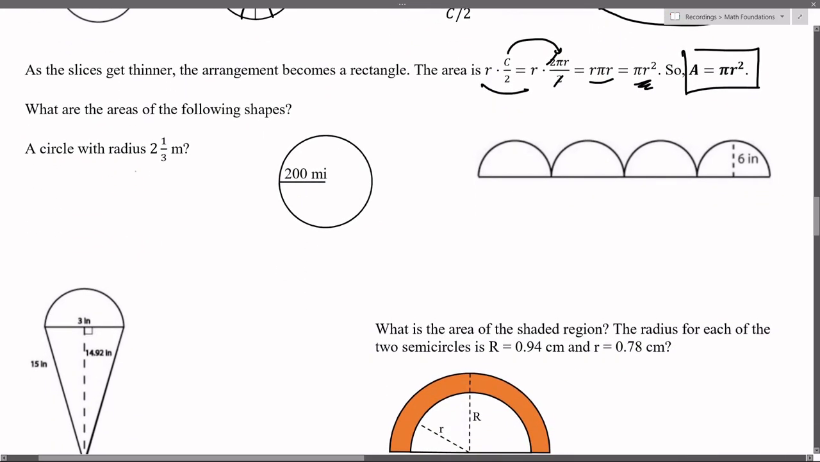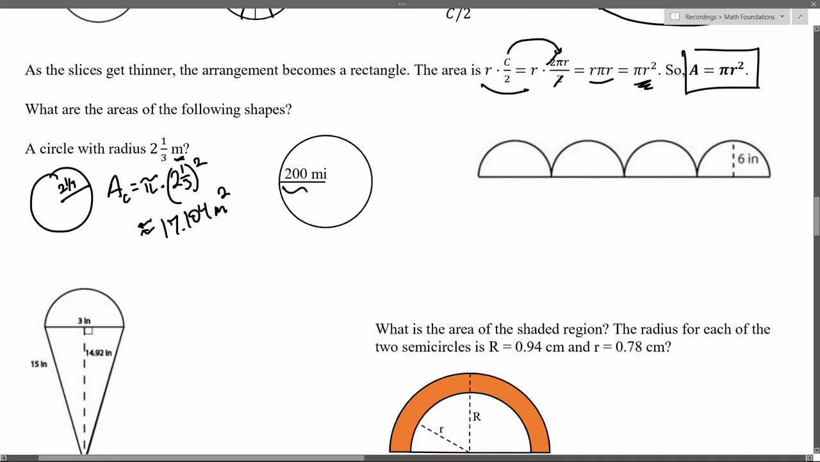We have a circle with a radius of 2 1/3 meters. So we're going to have, right, circle radius is 2 1/3. And that means the area of this circle is going to be pi times 2 1/3 squared. Okay, I can do that in a calculator. That's going to be approximately, I should do this approximately, we'll go 3 places, 104. The radius is in meters. Area is going to be a squared measurement, so it's going to be meters squared.